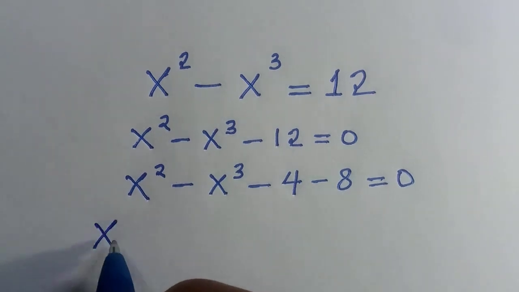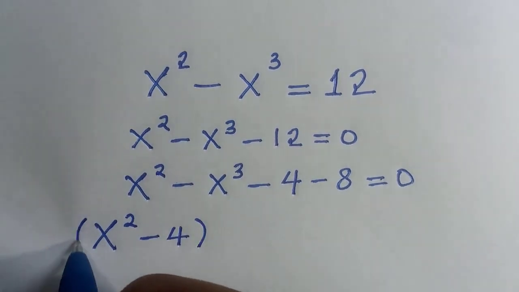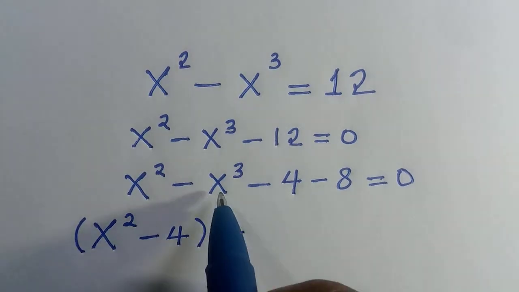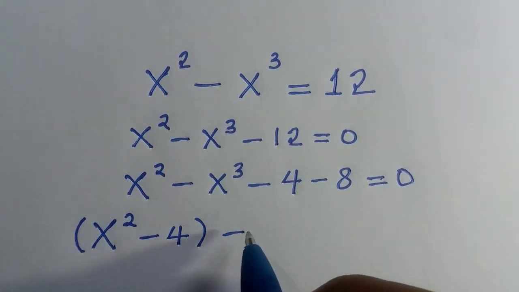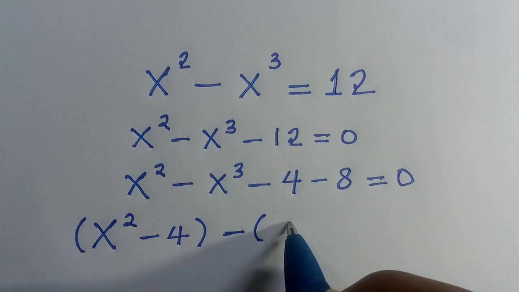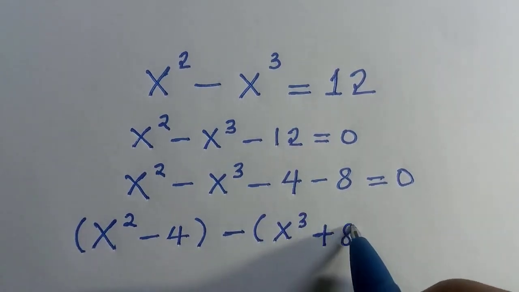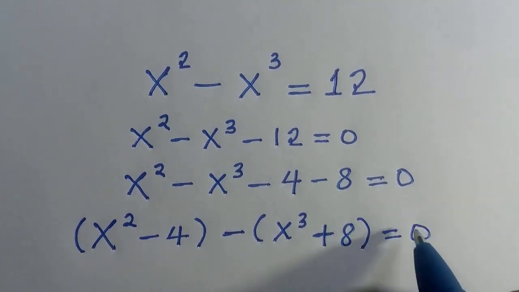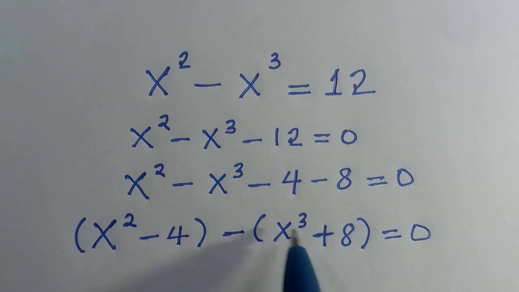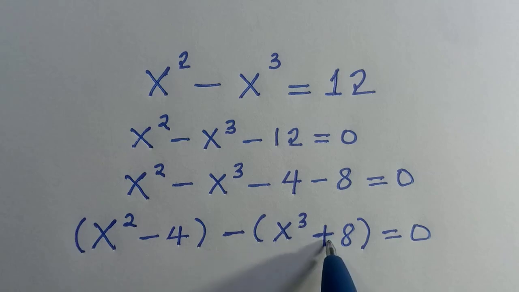Here we have x to the power of 2 minus 4, this in parentheses, minus, so when we take this out as well, we are going to have this as negative, and here in parentheses is x to the power of 3 plus 8 equals 0. And why is this positive? Because this is negative, this is negative. So because of this parenthesis, when we open this parenthesis with negative, all this becomes negative as we have here.